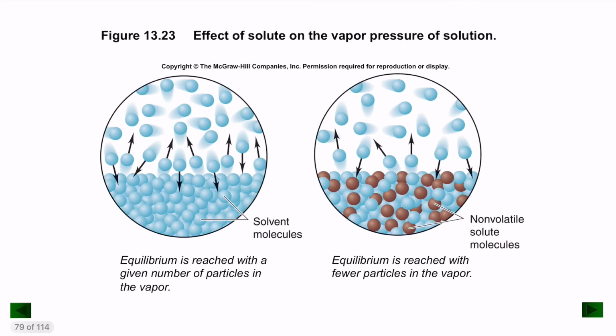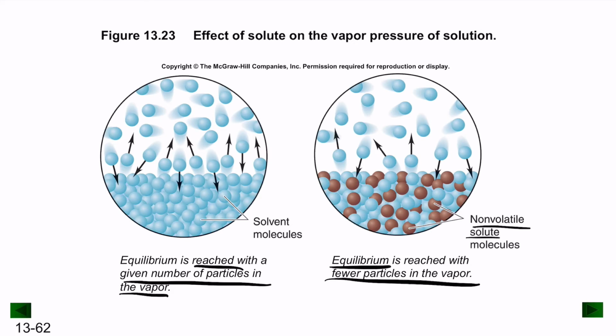So why is this happening? Let's take a look at a pure solvent and a solution. When you have a pure solvent, all of the particles in the solvent are the same, so the equilibrium is reached with the given number of particles in the vapor. But when you have non-volatile, non-electrolytic solutes, these solute particles are different in composition than the solvent. So the solvent particles are not able to vaporize as they need. There is a smaller amount of particles that can be vaporized because there are not enough collisions happening with the solvent molecules. So equilibrium is reached with fewer particles in the vapor.